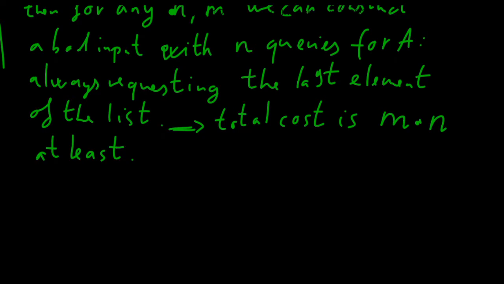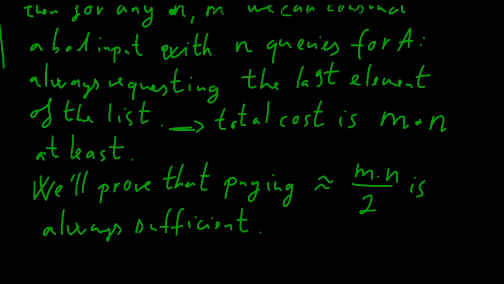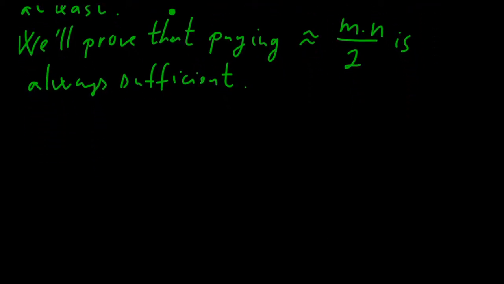Now we will prove that around half of this quantity is always sufficient. So we will prove that paying around m times n over 2 is always sufficient. The trick is that we will run two algorithms, and the total cost paid by the two algorithms divided by 2, so the average cost paid by the two, is always at least as large as the minimum of them, which means that the minimum is at most half of the price the two algorithms pay, which means that the optimum might be even smaller. So how?